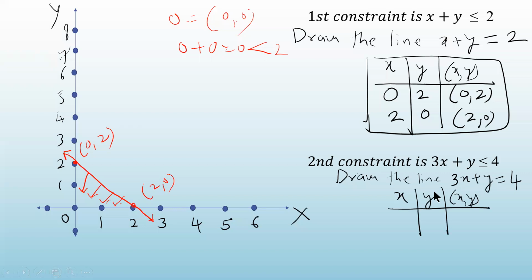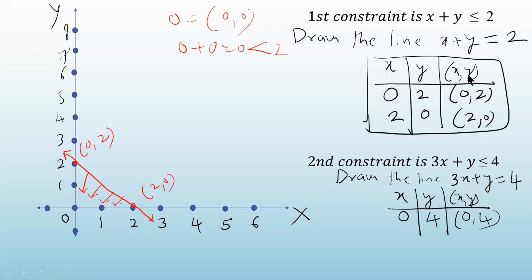As I told you, a very easy number is x equal to 0. Put x equal to 0. In this equation, when you put x equal to 0, you will get 3 into 0, that is 0, plus y equal to 4. So y will be 4. So the point you will get is (0, 4).